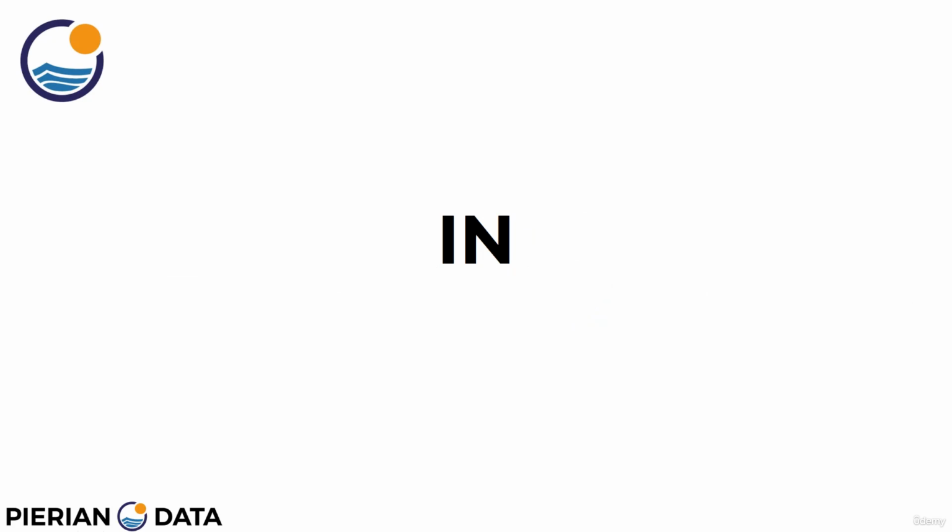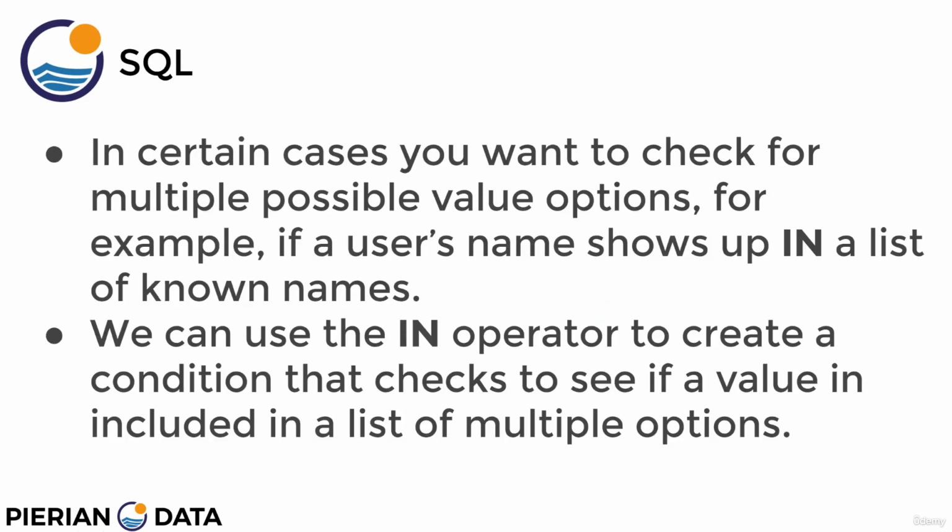Welcome back everyone to this lecture on the in operator. In certain cases, you want to check for multiple possible value options. For example, if a user's name shows up in a list of known names. So instead of having to write a bunch of or statements such as name is equal to David or name is equal to Claire or name is equal to Zach, we could use the in operator to just create a condition that quickly checks to see if a value is included in a list of multiple options.